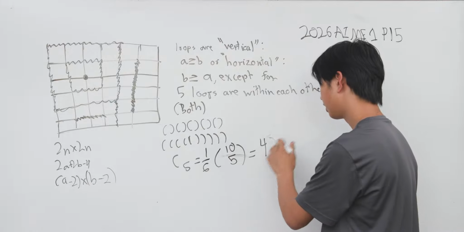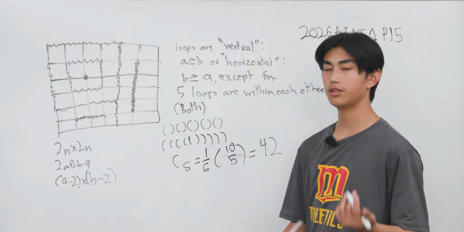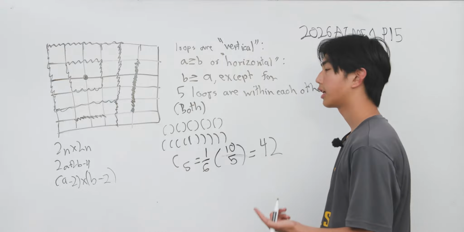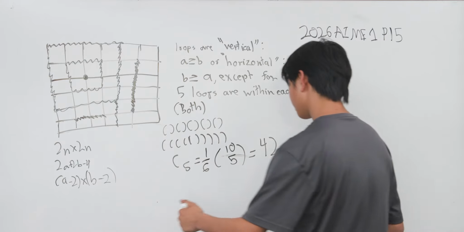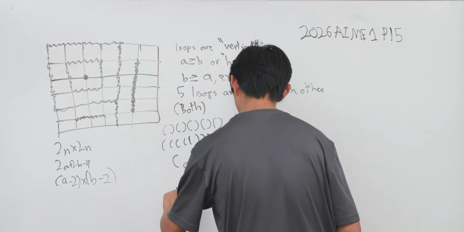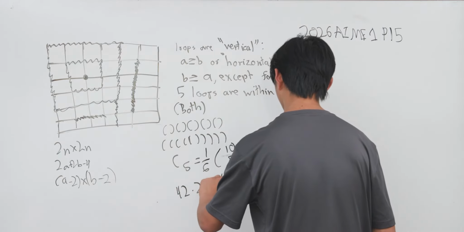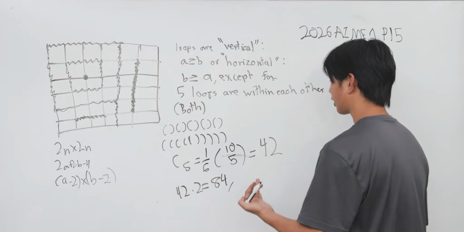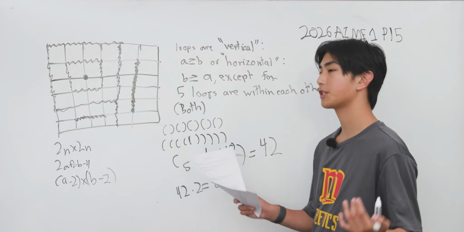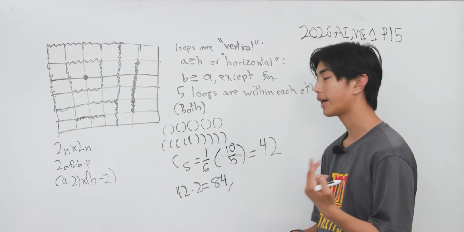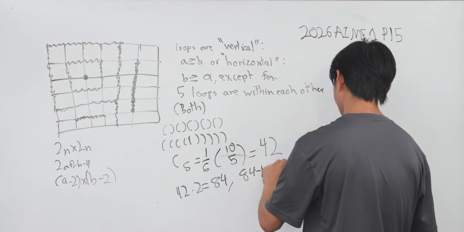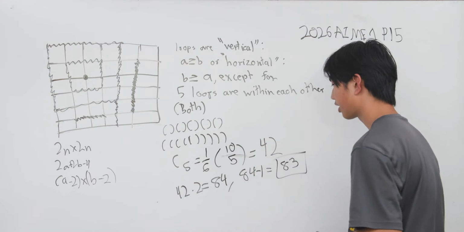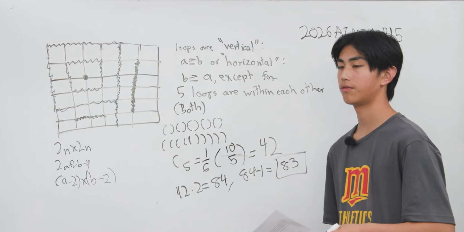There are 42 ways for the vertical case, and then we multiply it by 2 to get the number of ways for the horizontal case. So we have 42 times 2 is equal to 84. However, we have to subtract one case where all the loops are within each other because we counted it twice. So then we do 84 minus 1 is 83 cases. So 83 cases is going to be our final number and our answer for this problem.